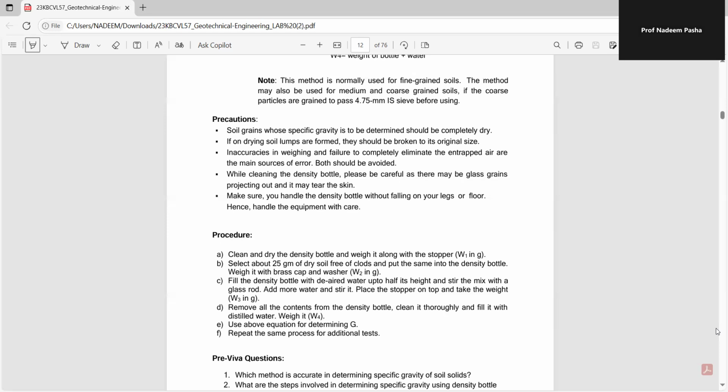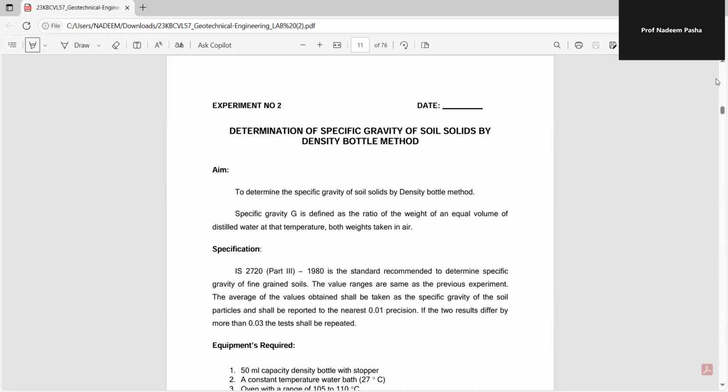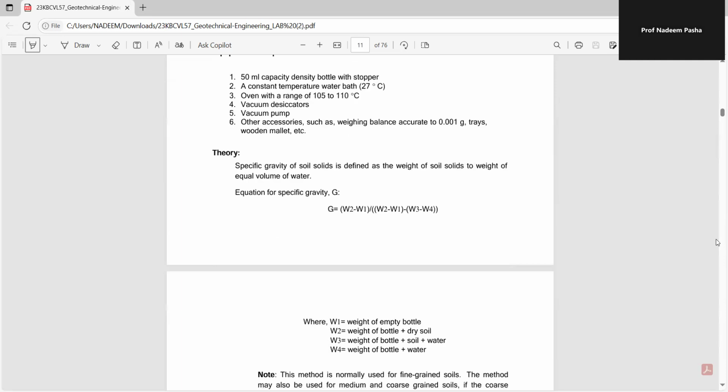Next viva question, number 3: how many grams of soil need to be taken for the test? 25 gram. See, this question is asked in viva also because it is different from the earlier experiment. In the earlier experiment we took 300 gram of soil, but here we are taking only 25 gram of soil. What is the specification required for the test? The IS specification is also different. So what specification is used? IS 2720 Part 3, 1980 is used.